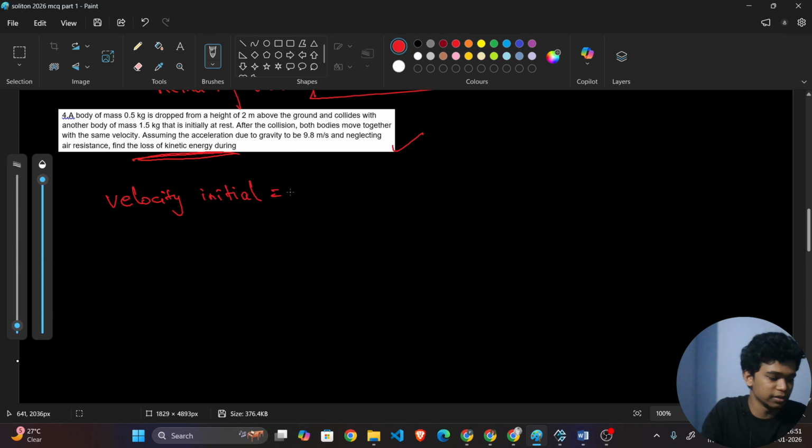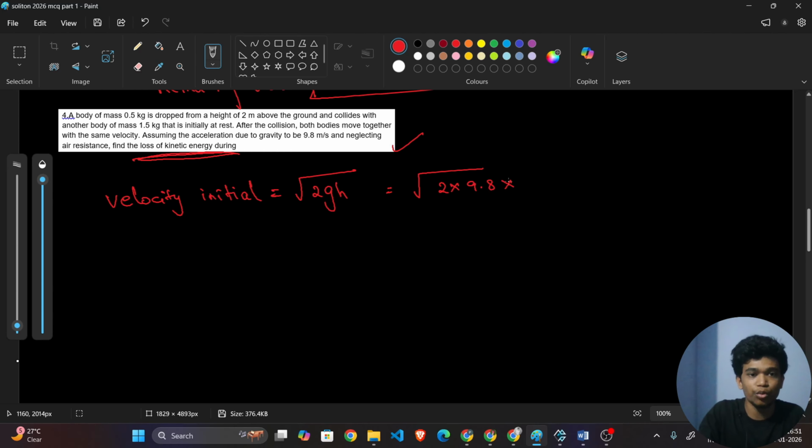So what is the initial velocity? Its formula is root 2gh. Here g is the gravitational acceleration and h is the height. What is the value they have given for gravitation? It is 9.8, into what is the height? It is 2 meters, so put 2. Can you understand this?